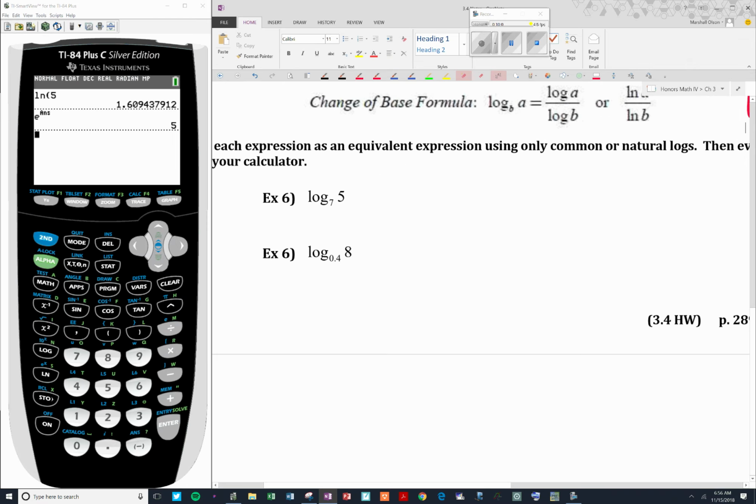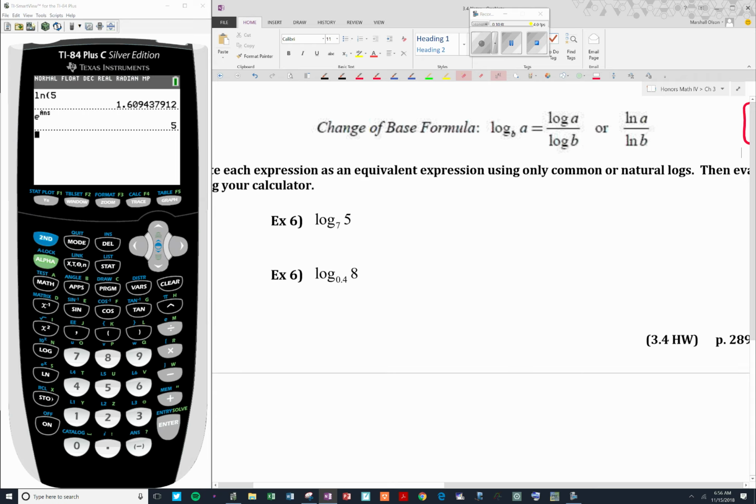Change of base. We've actually used this a couple times already as we were doing some of our application problems. So just a reminder, when you do the change of base, you can use either common or natural logs. You will have some homework that says write using only common logs, or the next set says write using only natural logs. That means use the change of base and use that type of logarithm. So I'm going to use common for this one, and I'm going to use natural for this one.